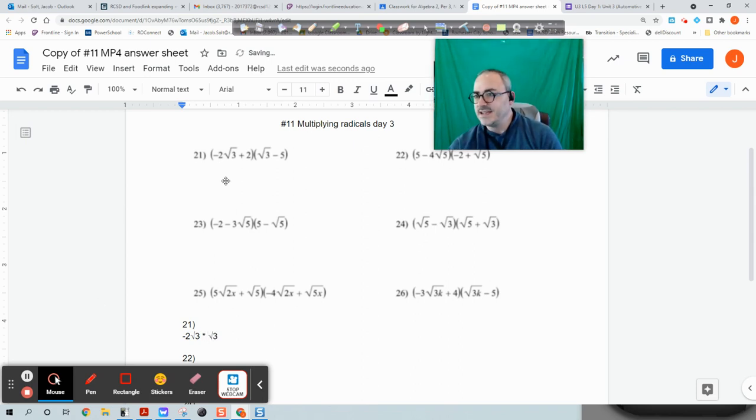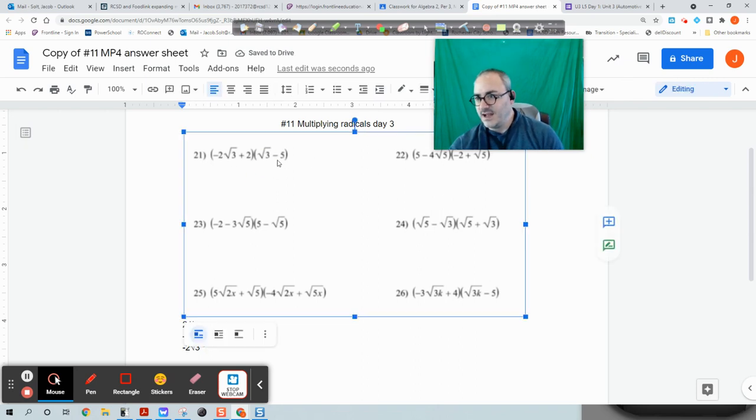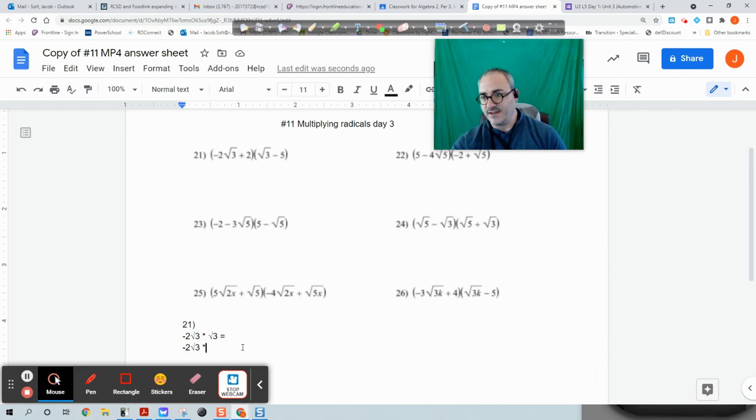So what I've just done is I've written this out and said, hey, I'm going to multiply that by radical 3. I'm going to find out what that is. All right, and then I'm going to find out what negative 2 times radical 3 times negative 5 is, right? I'm doing the first part of the expression times the negative 5.